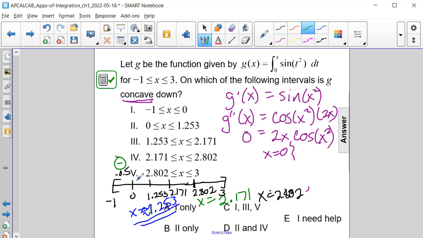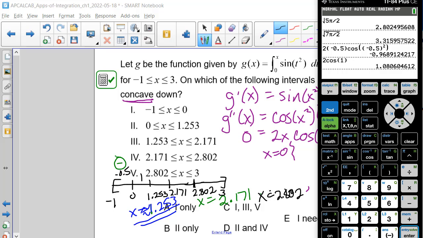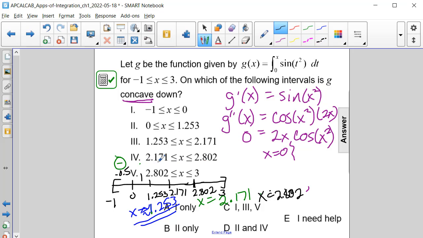And now let's pick a number in between 0 and 1 and 253 thousandths. So let's pick 1. So we'll have 2 times 1. We'll have 2 times the cosine of 1 squared, which is 1. So we have just 2 times the cosine of 1. And when we evaluate that, we get a positive value. So we have positive for this one.